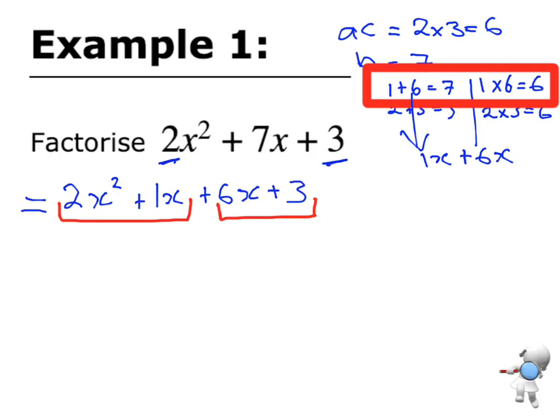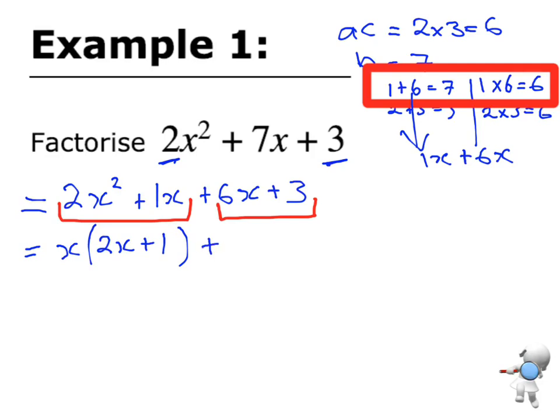I'm going to take the first two terms, 2x squared plus 1x, and I want to factorise that. So I'm thinking 2x squared plus x, what do they both have in common? They both have a factor of x that's in common. Then I need to think, okay, well, if I take x out of both of those pieces, what am I left with? And that's going to give me a 2x plus 1.